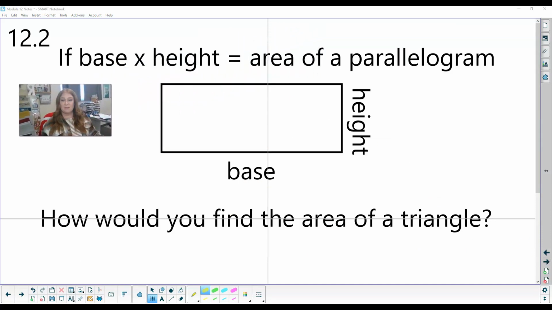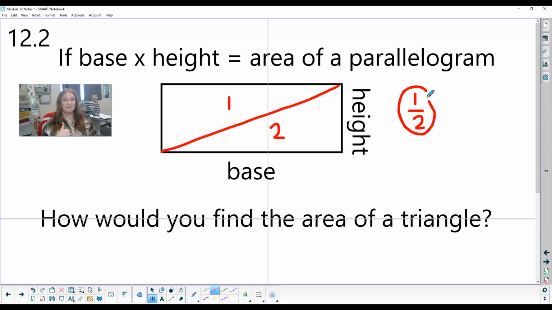So if the base times height equals the area of a parallelogram, how do we find the area of a triangle? If we just do base times height, that gives us a rectangle or a parallelogram shape. We just want the triangle, right? So we are taking it and cutting it into two pieces, and we just want one out of two of them. We want half of the parallelogram.